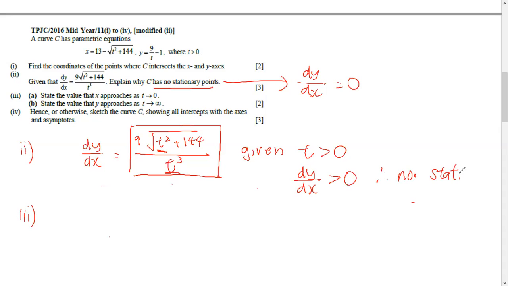Part 3: state the value of x when t approaches 0. Same thing. What we are going to do here is set t to approach 0. Since we are interested in the x value, x will approach 13 minus 0 plus 144.